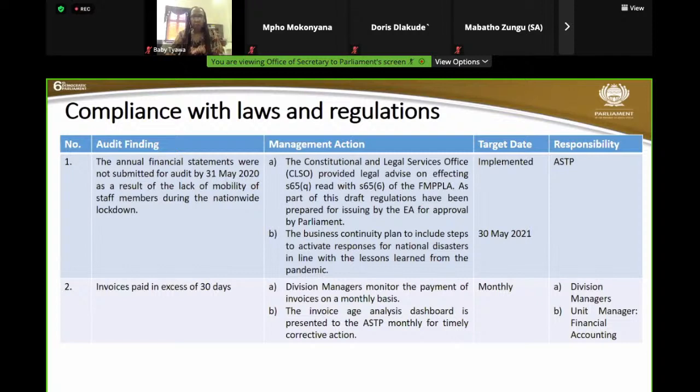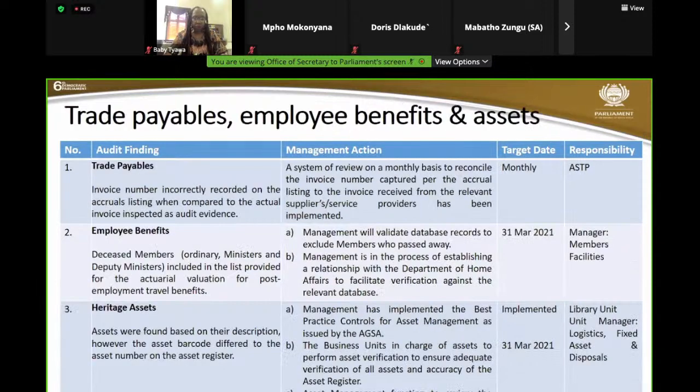And then on the invoices being paid within 30 days, we've implemented controls where division managers monitor the payment of invoices on a monthly basis, and also a dashboard showing the age analysis is presented to the acting secretary to Parliament on a monthly basis to effect corrective action. Next slide. And then on trade payables, employee benefits, and asset management, there was one issue in each of those. Under trade payables, it was just an issue of an incorrect invoice number that was reflected in the financials. That was corrected during the submission of the financials. However, management have, in addition to that, implemented a control on a monthly basis just to reconcile the invoice numbers to make sure that this doesn't happen again.